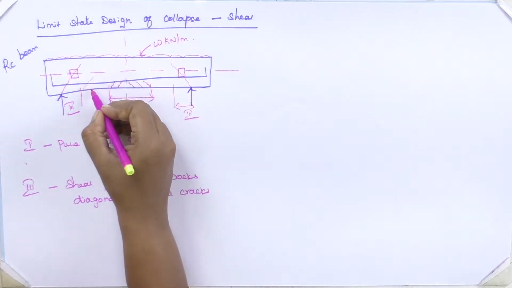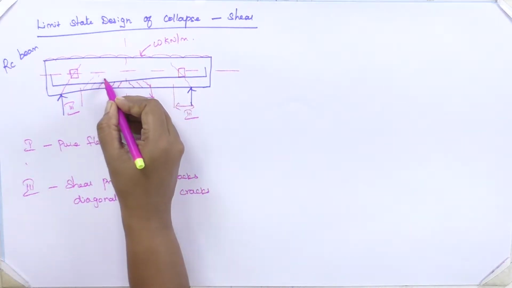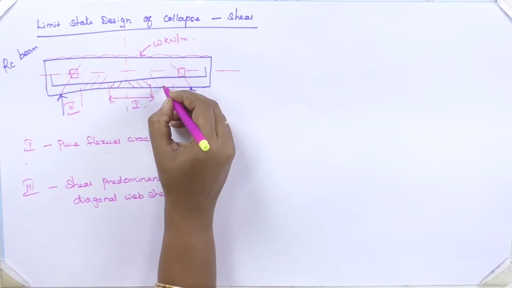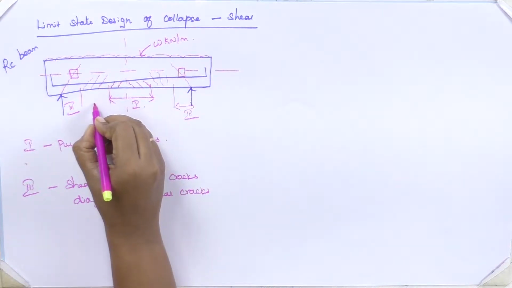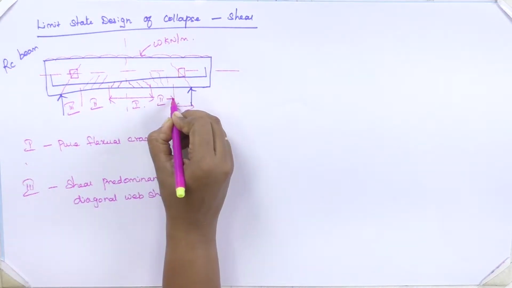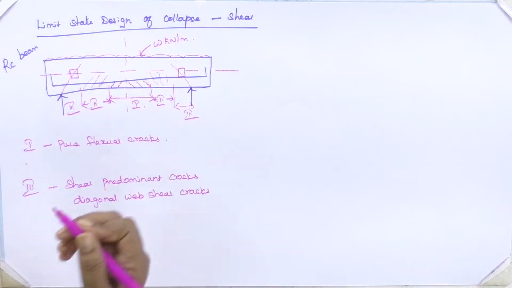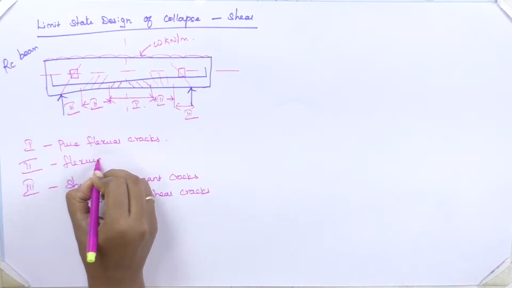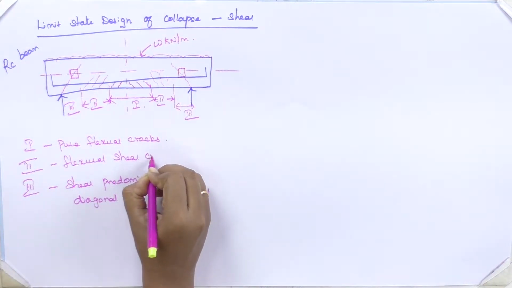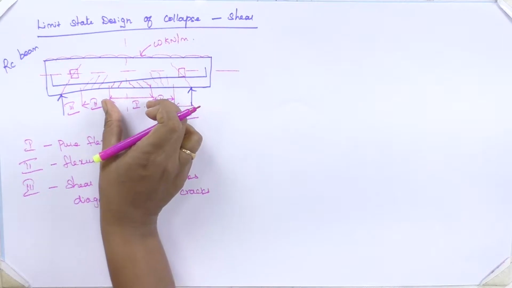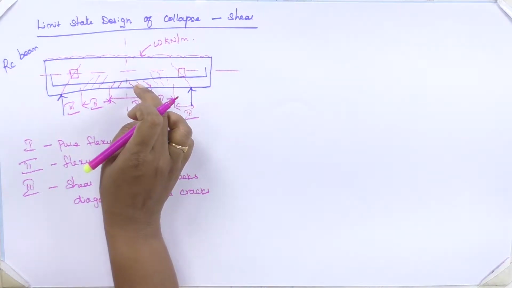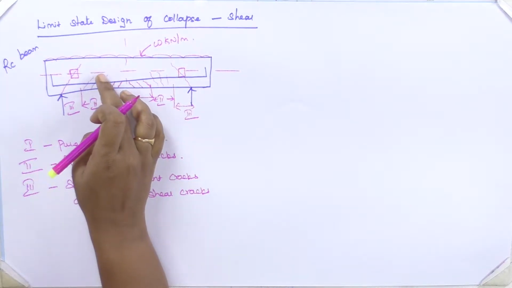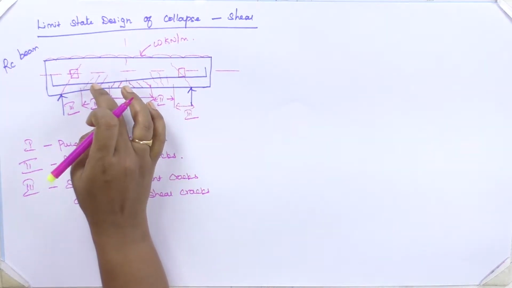In between these two regions, region 1 and region 3, you have some cracks penetrating towards the vertical direction, starting from the bottom and projecting upward. This is region 2, which you can call flexural shear cracks. Here the predominant failure is due to flexure alone, whereas here the predominant failure is due to flexure and shear. The shear is accompanied with flexure.